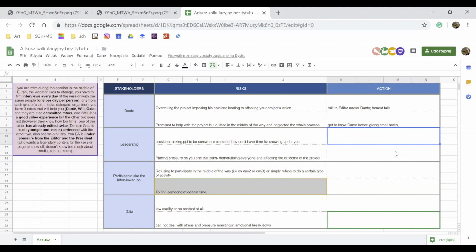Okay, so the first one is the president asking people to be somewhere else, and they don't have time for showing up for you. Yeah, I guess in this case we need to do something beforehand as well. So before we take on the project, because this is a risk that can happen anytime during the project, I would suggest making sure that these people know that the president knows that you're in charge of this project and that you will need a certain number of people for a certain period of time.